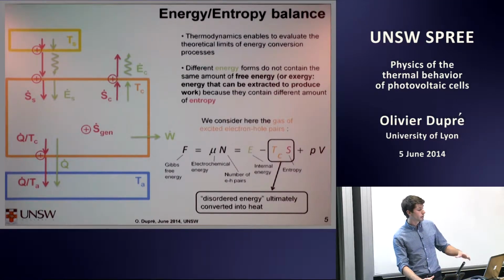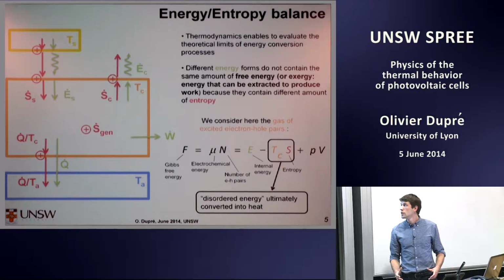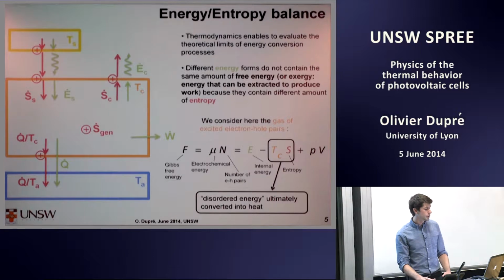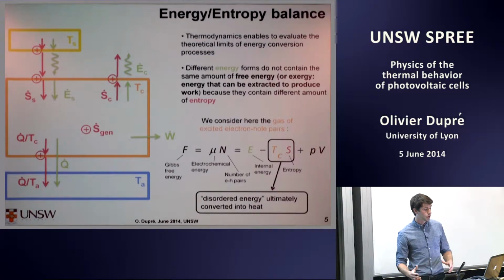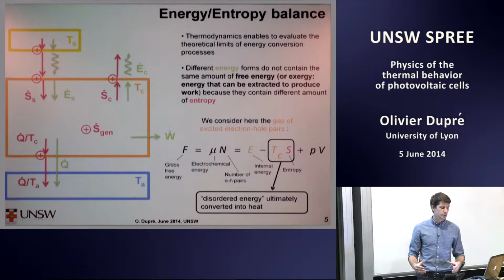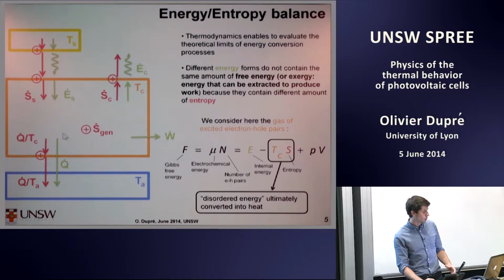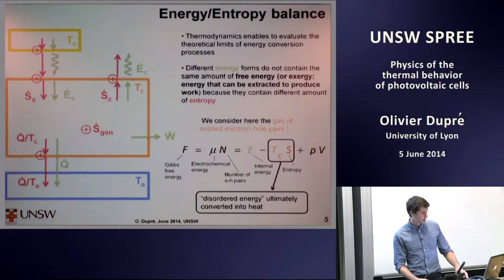So if we consider here in orange the gas of our excited electron-hole pairs, they have a free energy, which is an energy that can be extracted to produce work. And this free energy is equal to their internal energy minus a term that is the product of their entropy and the temperature of the cell. This corresponds to some disordered energy that will ultimately be converted into heat, and we won't be able to get that energy as useful work.